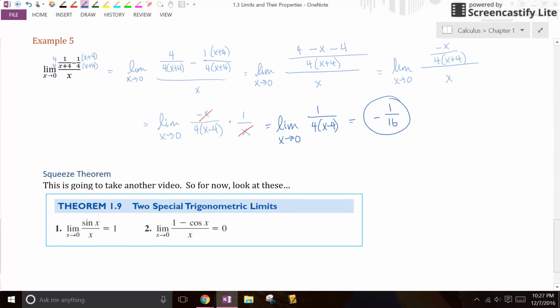There's this thing called the squeeze theorem or the sandwich theorem or whatever the heck you want to call it, and that's going to take definitely another video. And so all I'm going to tell you to do is look at that theorem right there, 1.9, and it's got some very important things that we just have to memorize. The limit as you approach 0 of sine x over x is always 1, and the sandwich theorem shows that. The squeeze theorem shows that. And the limit of 1 minus cosine x over x, that's always 0. And again, we'll probably prove that in another video or in class or something like that.